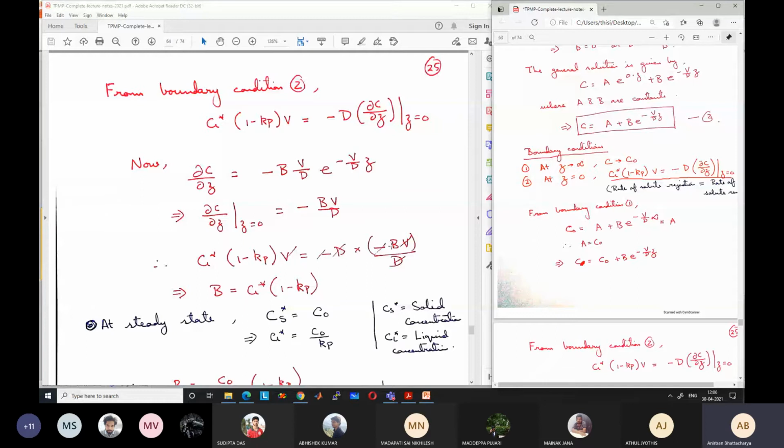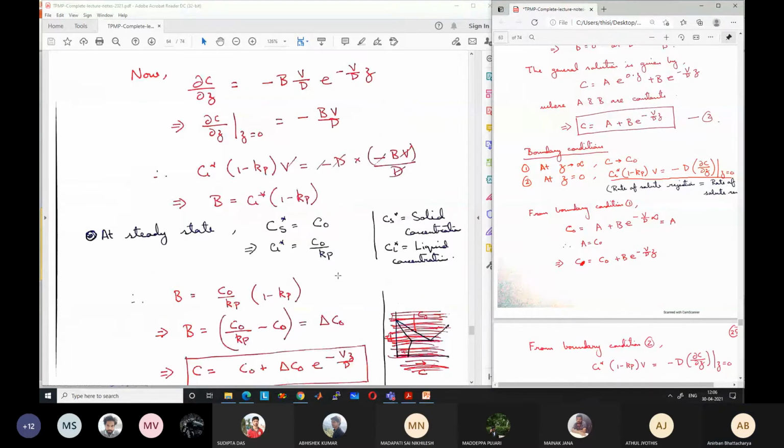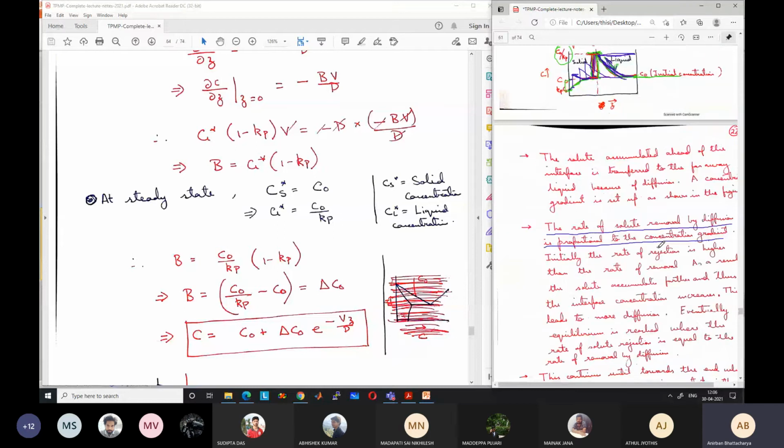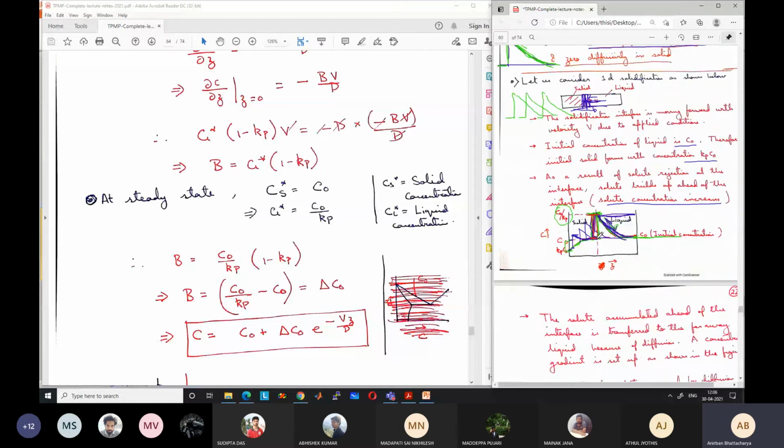Okay. Now at steady state CL star has to be equal to C0, we have discussed. So CL star has to be C0 by Kp. So B is equal to C0 by Kp into 1 minus Kp. Okay. Where is our diagram? Okay. So CS has to be C0. Otherwise, we will not have the average concentration. So CL has to be C0 by Kp. So B is equal to C0 by Kp into 1 minus Kp. Or we can rearrange this as C0 by Kp minus C0.